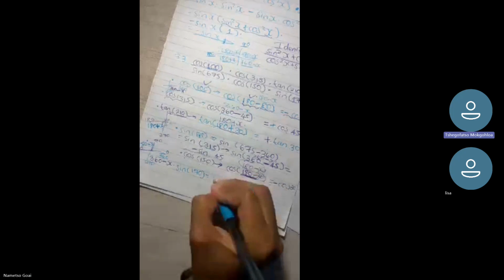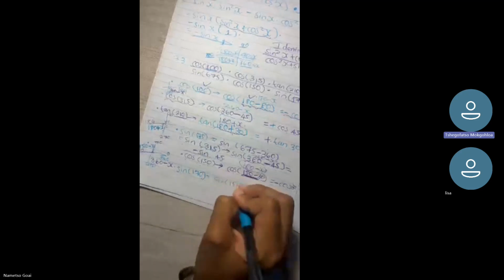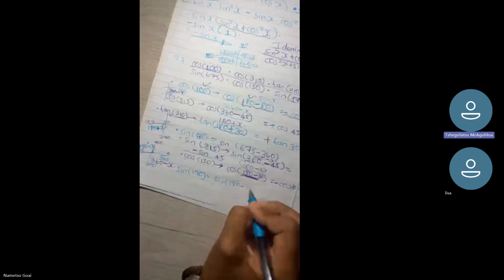You would say 180 minus 10, and then you say sine 10, and then you look at how it's behaving. Yeah, you are correct.